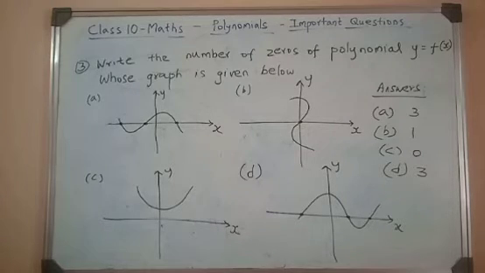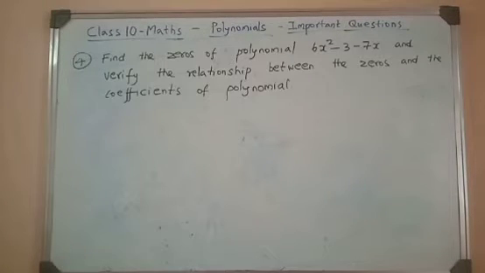Let us move to the next question. In this question, we have to find the zeros of the polynomial 6x square minus 3 minus 7x, and verify the relationship between the zeros and coefficients of the polynomial. Okay, so there are 2 parts in this question. First, I have to find the zeros of the polynomial. So I have to factorize the given polynomial and equate it to 0 to find its zeros. Then I have to verify the relationship between the zeros and the coefficients. We will see it one by one.